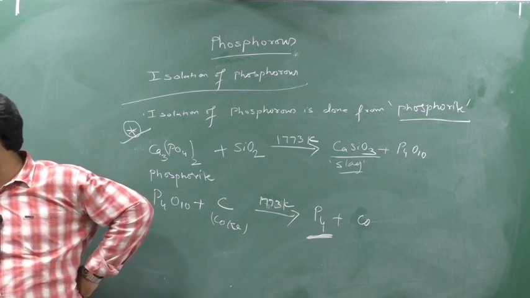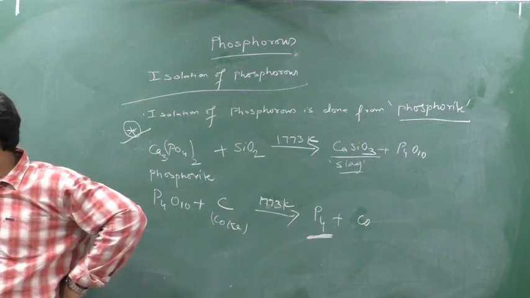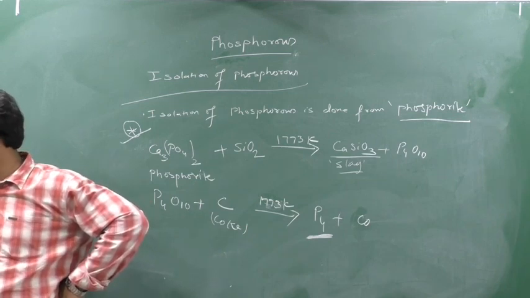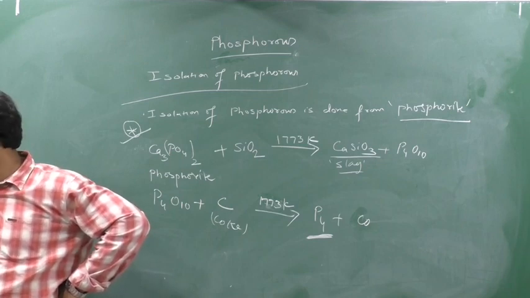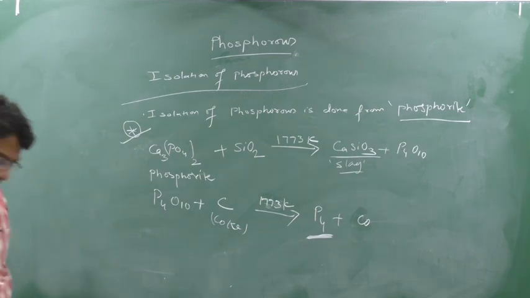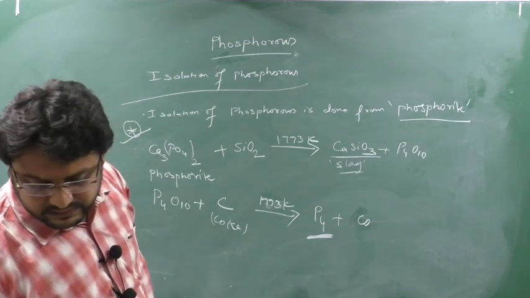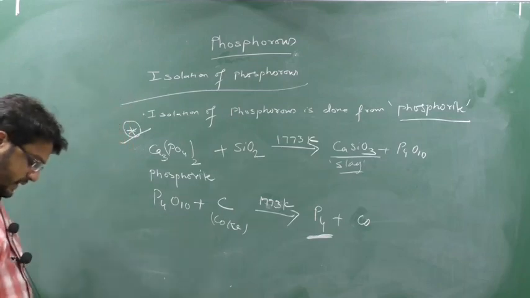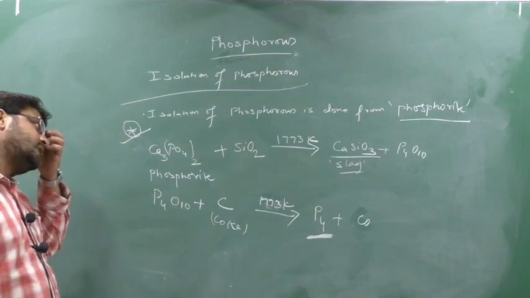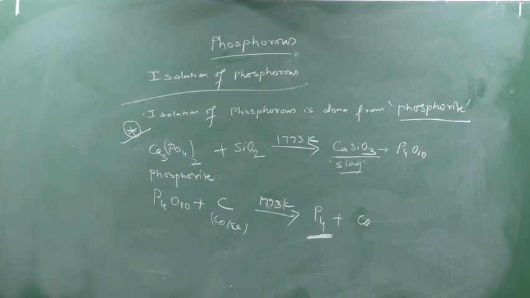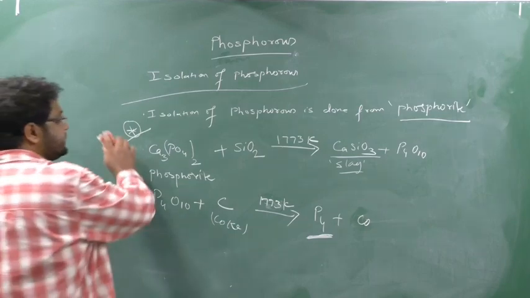by heating phosphorite with silica and coke in an electric furnace at nearly 1773 Kelvin temperature. Phosphorus is obtained. Clear this part? Now see.